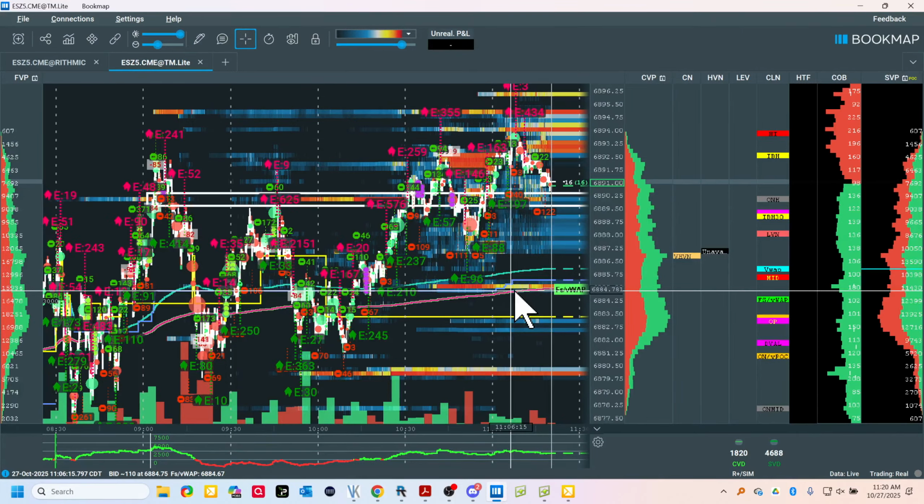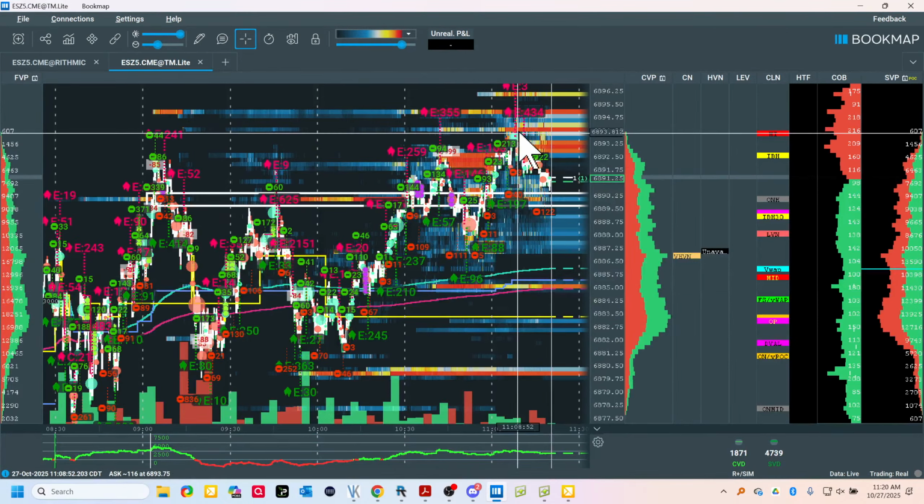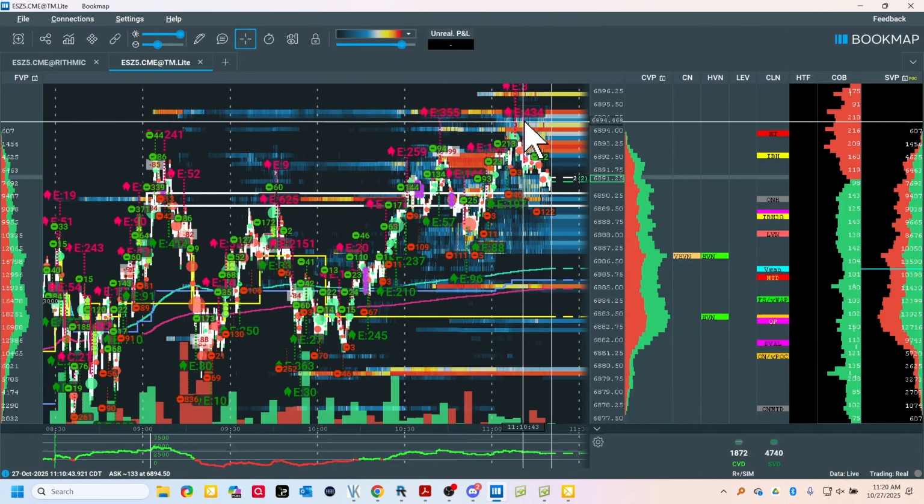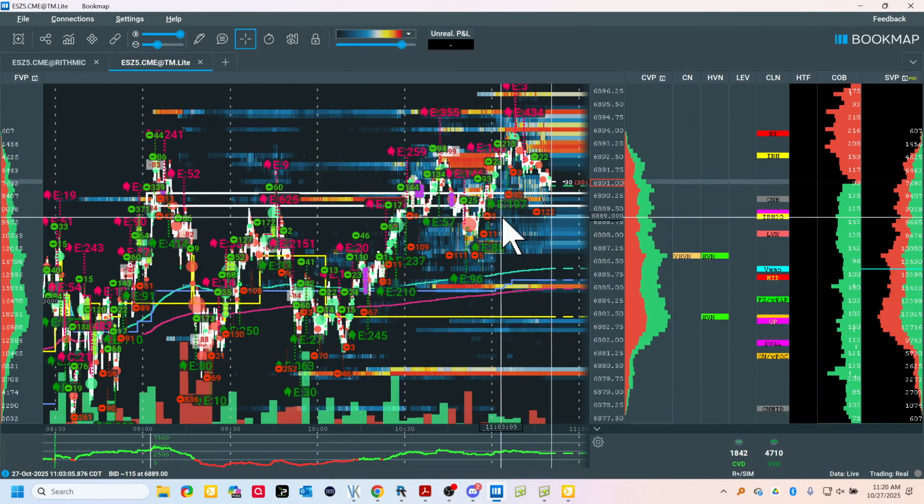You see? So the market is accepting this price, but what we don't know is, are we going to continue rotating? But at the moment, we have not rejected this. So at the moment, we're still hanging out.